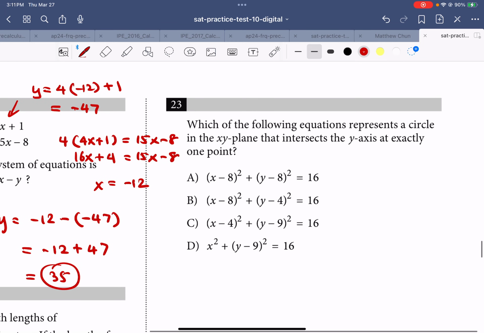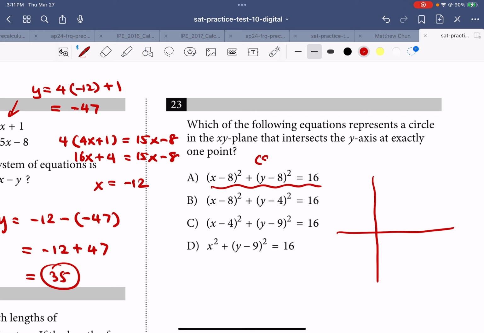23. Which of the following equations represents a circle in the xy-plane that intersects the y-axis at exactly 1 point? When you draw, for example, center a comma 8, and this one is r squared, so that means the radius is 4. So example here, 8 and 8, right here that's the center, radius 4, so it's only halfway, right? So it's like this. So that one doesn't work.